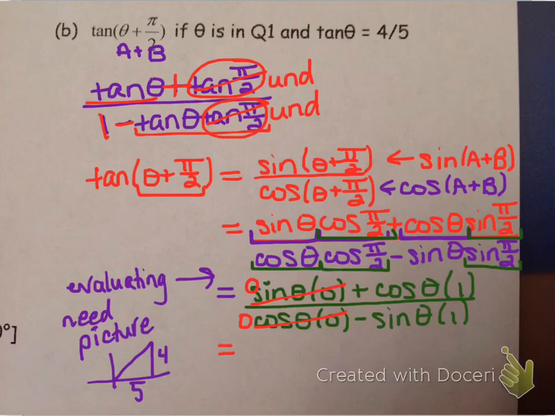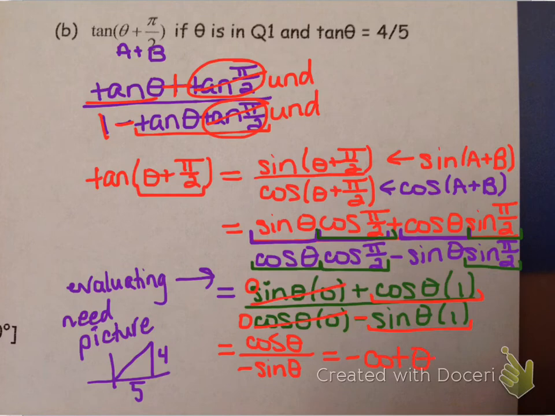Okay? And then this part right here, cosine of theta times 1 is just cosine of theta. And then I have my minus sign in the denominator. And sine of theta times 1 is sine of theta. And cosine over negative sine is negative cotangent of theta.